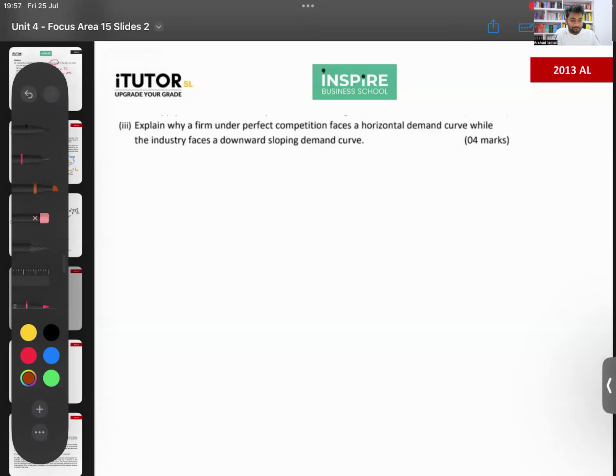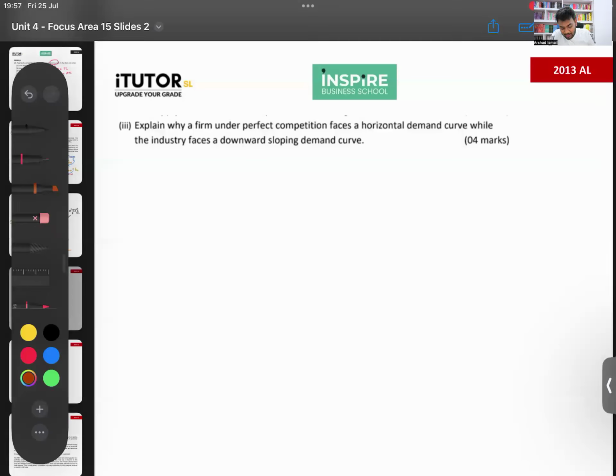Okay, this is an easy one. Question 3 is asking, MR equals MC is the profit maximizing condition for all the market conditions, not just perfect competition. Industrial supply curve and an industrial supply curve, then also you can write. So individual supply curve is one, the collection of all of it is the industry supply. Explain why a firm under perfect competition faces a horizontal demand curve, while an industry faces a downward slope.